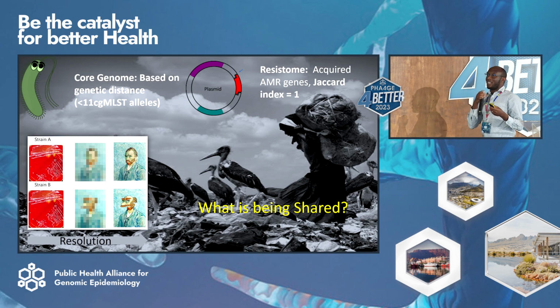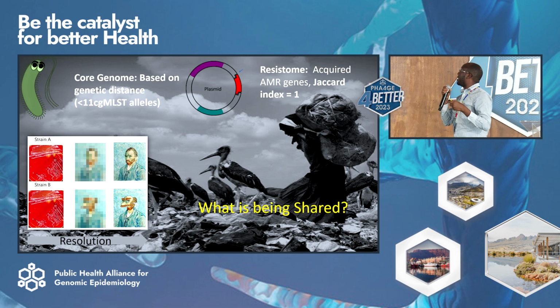What do we mean by sharing? You can find sharing in many ways. One, we use core genome sharing, that is sharing of basically the actual genome itself. And then the resistome, which is defined as the collection of the AMR genes someone had. For core genome sharing, we use cgMLST. I'll explain that a bit later. And for resistome, we basically took the genes within an isolate, created a Jaccard index, and if you had one, we defined your sharing. And one basically means that you have the same genes with another pair.